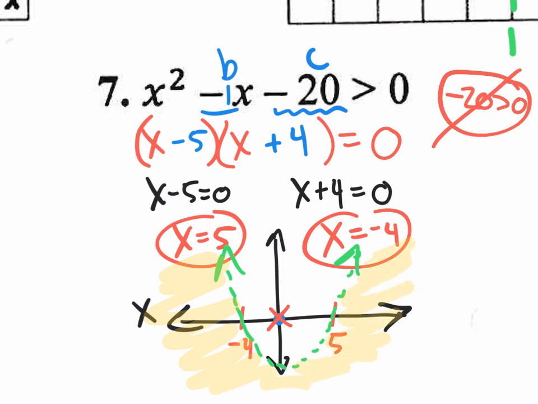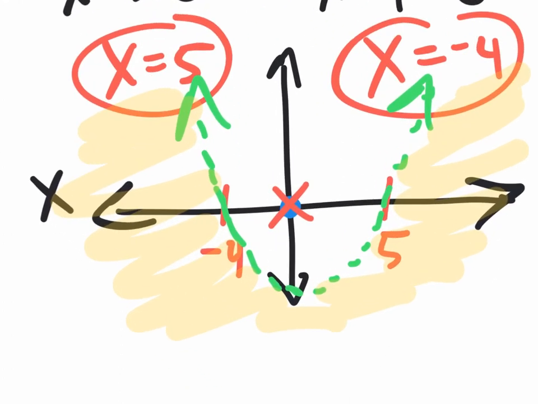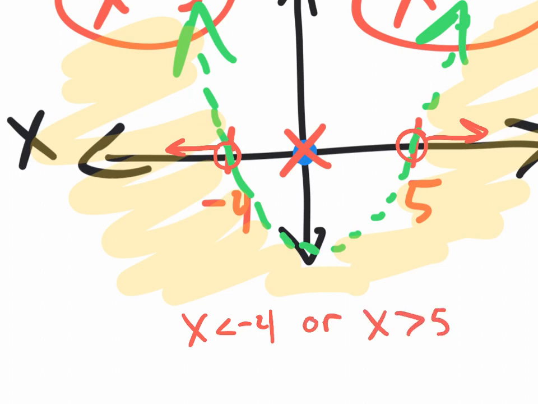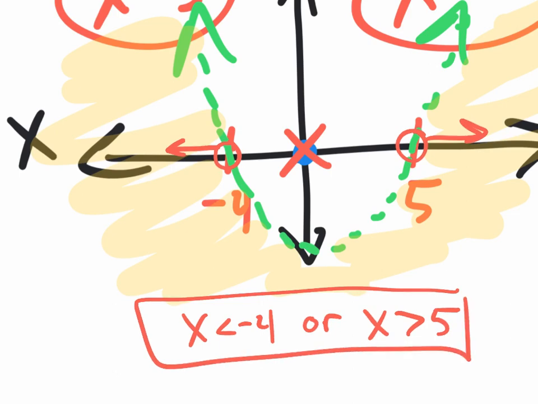Now, this inequality didn't even have y's involved, so we're just going to look at the x number line. Just looking at that x number line, our answers are that way and that way. So it's going to be a part with the word or between it. So what are we going to say? X is less than negative 4 or x is greater than positive 5. That's our complete answer for that question right there.